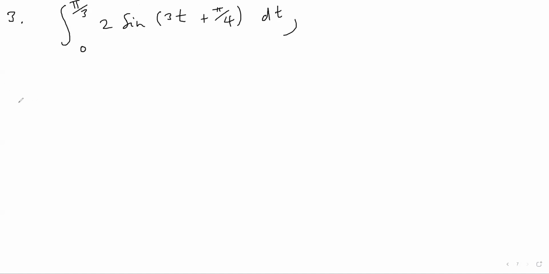Now, again, for this one, we're going to use the substitution rule. In this case, we're going to let u be equal to what's inside sine, which is 3t plus pi over 4. When you do that, you differentiate u with respect to t. So du dt is equal to the following. Differentiate 3t with respect to t, that will give you 3. And you differentiate pi over 4, it will give you 0. So du dt is 3.